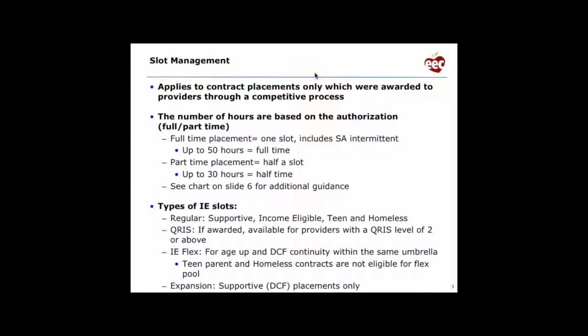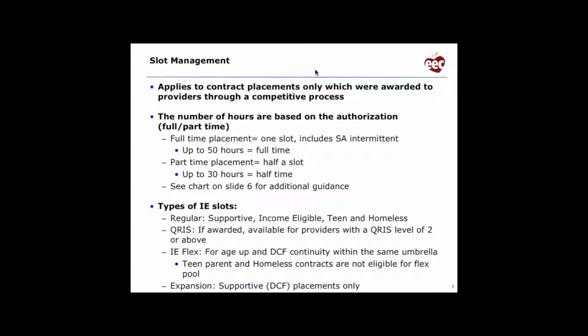Slot management applies to contract placements only, which were awarded to providers through a competitive process. The number of hours are based on the authorization, whether it's full or part-time. A full-time placement equals 1 slot. This includes school-age intermittent, and this is for up to 50 hours of care. A part-time placement equals half a slot, and this is up to 30 hours of care.